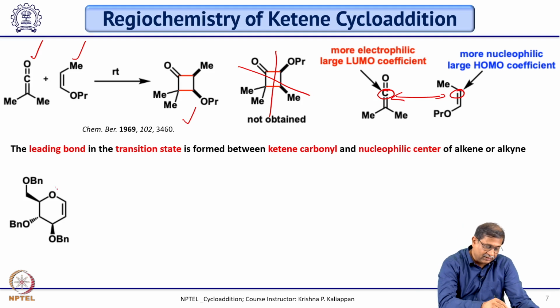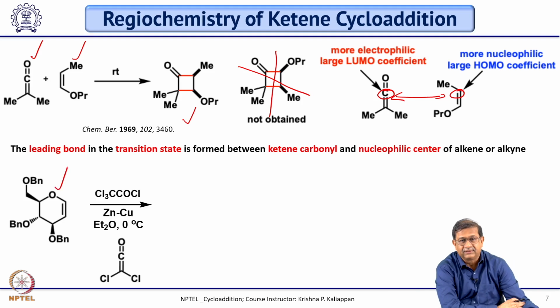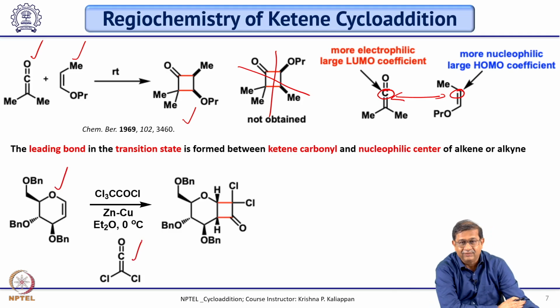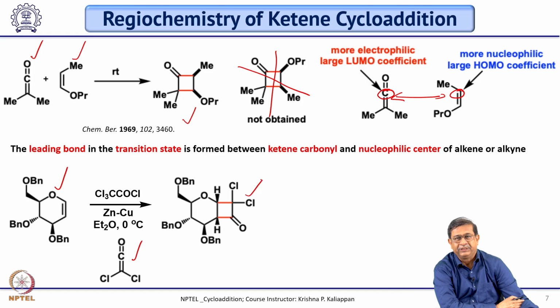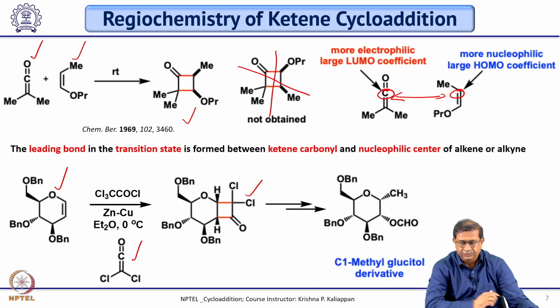And this is nicely exploited in sugar chemistry. For example, glycals like this, if you treat with a ketene, for example dichloroketene, will give this intermediate, and this intermediate has been successfully converted into a very useful C1 methyl compound in a few steps.